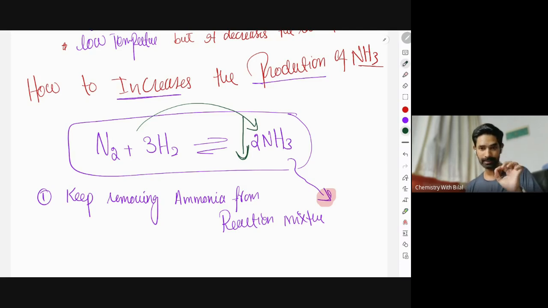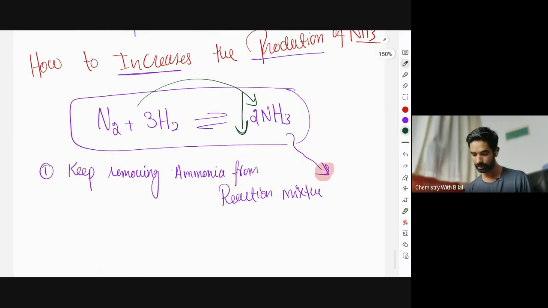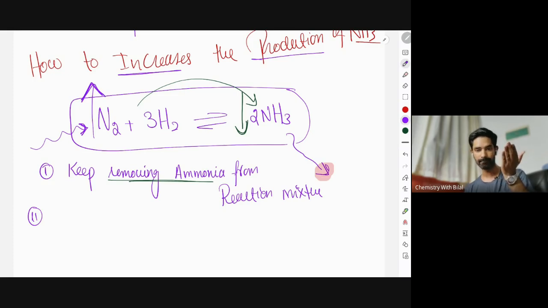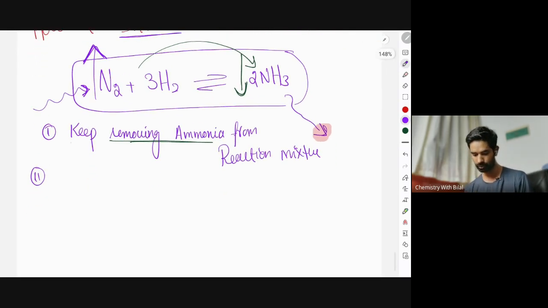The first thing that you can do to increase the production, instead of it forming and going back, before it goes back, you take it out. As you remove it, it won't go back, then more will form until you are getting more and more. Number 1, you keep removing or keep withdrawing ammonia from the mixture. Number 2, you keep increasing the concentration of the reactant. You keep adding reactant. As you add reactant, the concentration of reactant will remain high. It stays on the right side. So keep the concentration of reactant high.